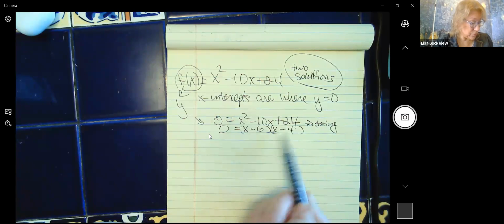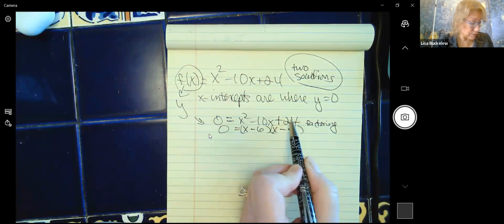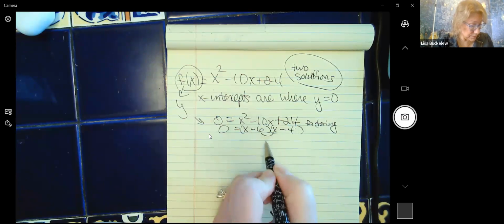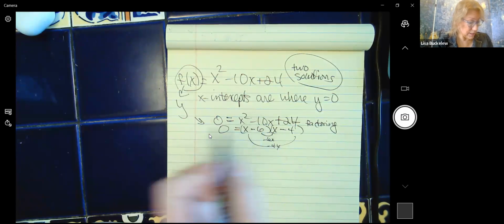You want something that when you FOIL it out, you're going to get these. So your last times last would be positive 24. And if you did your inner terms and your outer terms, they would add up to your 10x. I don't know if you remember that.